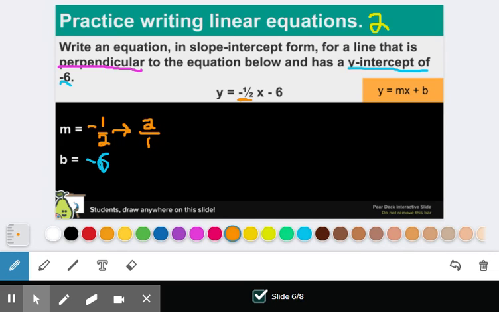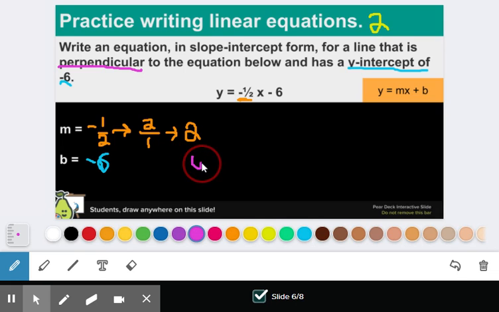And then I also know I need to reverse it. So if it's negative, it goes positive. If it's positive, it goes negative. So this just turns into positive 2 over 1, which, because I'm fancy like that, I know 2 over 1 is the same as 2. Those mean the same thing. So now I have enough information to write my equation.